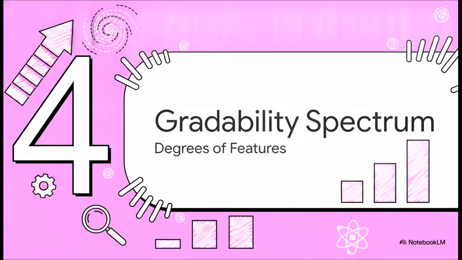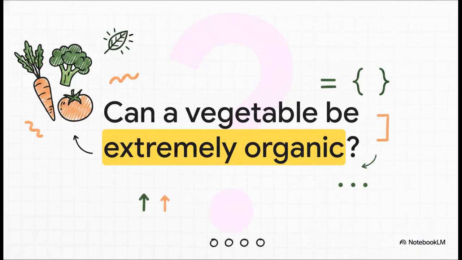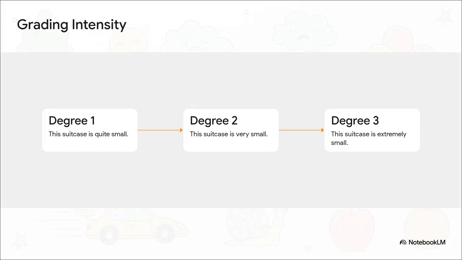Okay, into the home stretch, section 4, the gradability spectrum, degrees of features. To introduce this, I want you to think about this question for a second. Wait, can a vegetable be extremely organic? I mean, we see marketing buzzwords like this all the time, but if we actually apply the strict laws of grammar to this phrase, does it actually hold up? Let's move to how this builds.